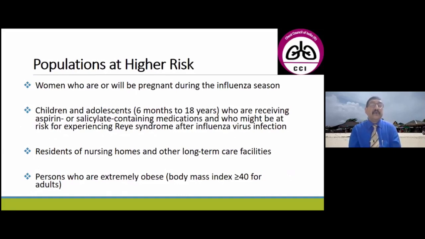Again, the women who are or will be pregnant during the influenza season, children and adolescents who are receiving aspirin or salicylate containing medications and who might be at risk for experiencing rare syndrome after influenza virus infections, residents of nursing homes and other long-term care facilities, persons who are extremely obese, whose BMI is more than or equal to 40. These are all high-risk individuals because those category of individuals require an influenza vaccination.